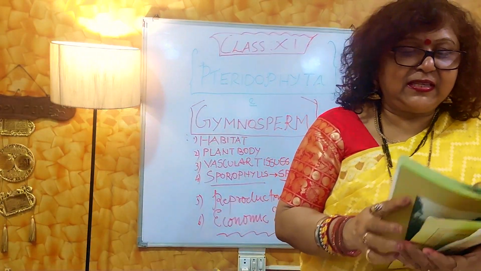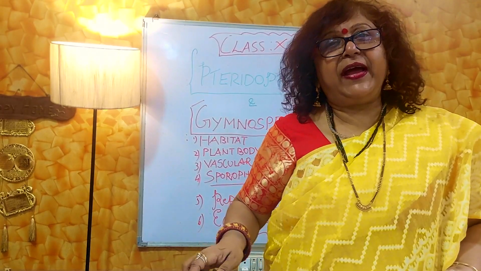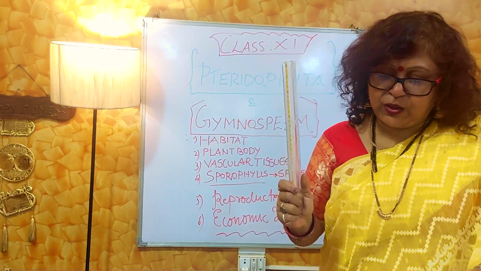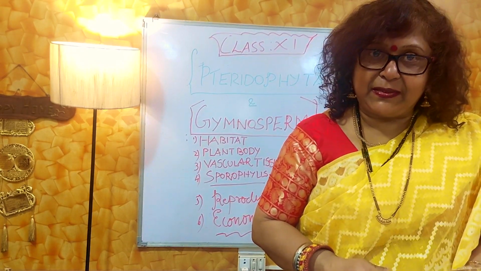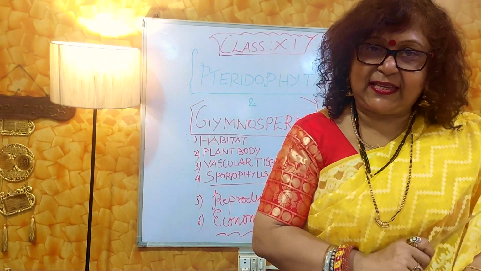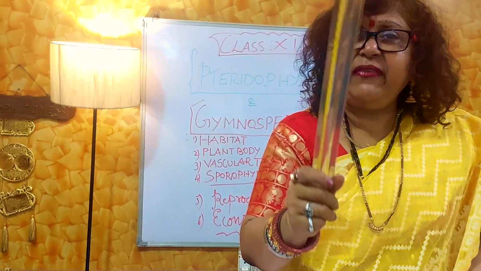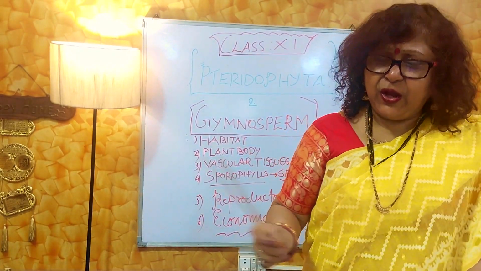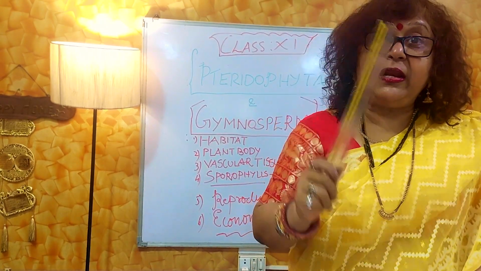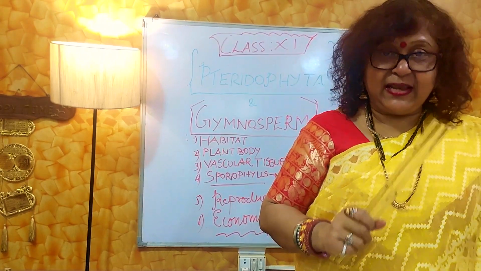Now, the habitat of pteridophytes. First part. These pteridophytes are primitive seedless vascular plants, and they are also called cryptogams. This term was given by Haeckel in the year 1866. Now, there are 13,000 species of pteridophytes on this earth, and they were the first land plants to have evolved during the primitive era. Until now they are there.